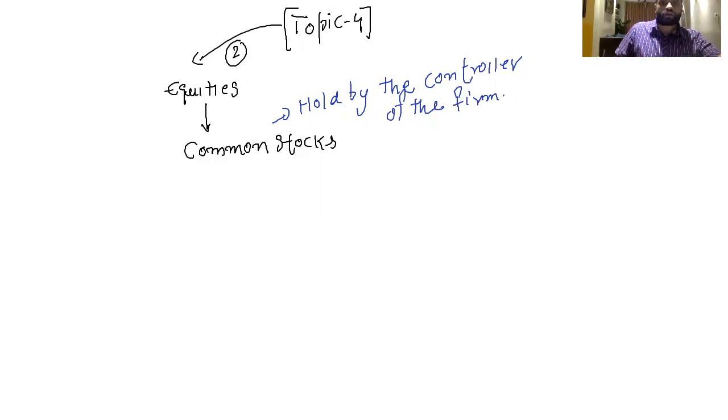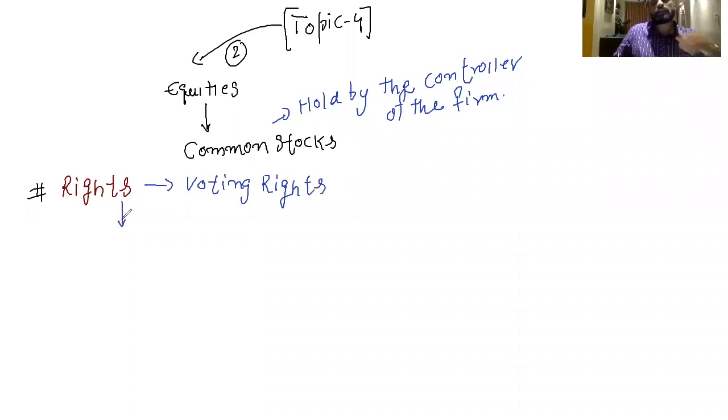So let's move on to the dividend. Before dividend, let's talk about rights. I think we should speak about what rights they have. Because we started with rights for preference shareholders, now we start with the rights of common shareholders. What rights do common shareholders have? Their rights are divided into two parts. One is voting rights, and the second one is preemptive rights.